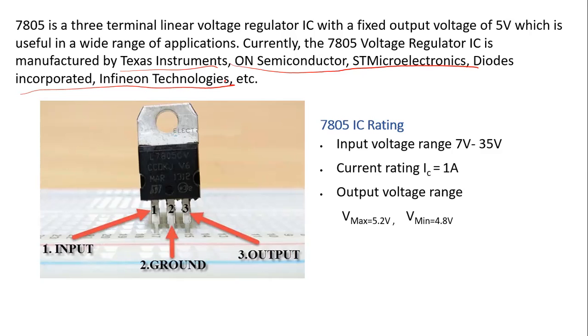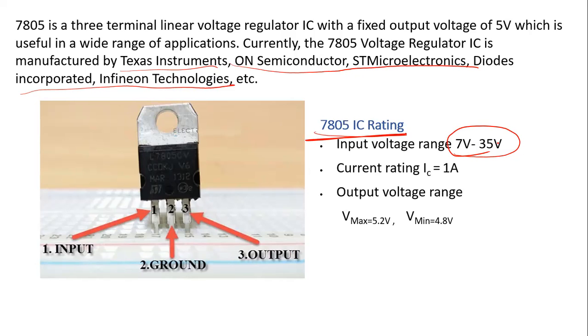Now the IC rating. Whenever you work with certain ICs in your electronic device components, what you need to know is the IC rating of the particular IC you are working with. The rating of this IC 7805 is that it can take input voltage from 7 volt to 35 volt. If you feed a voltage above 35 volt, this IC 7805 will overheat and burn.